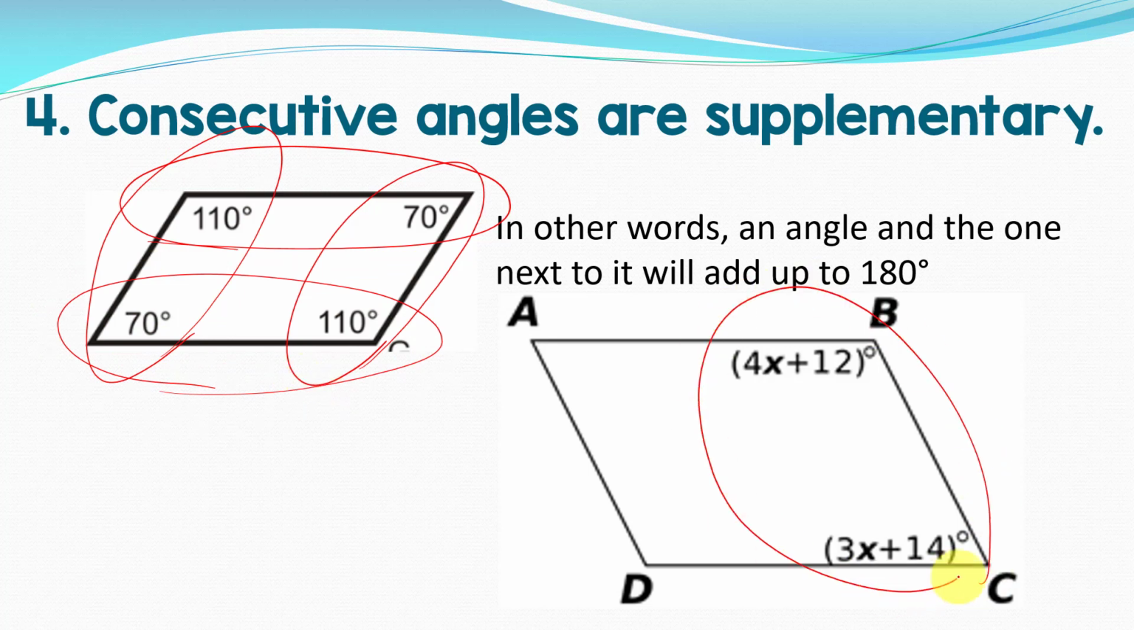So when I've got consecutive angles and I need to solve, well, I know that these two, they're not equal to each other. They are going to add up to be 180. Consecutive angles are supplementary. Combine like terms and solve that.